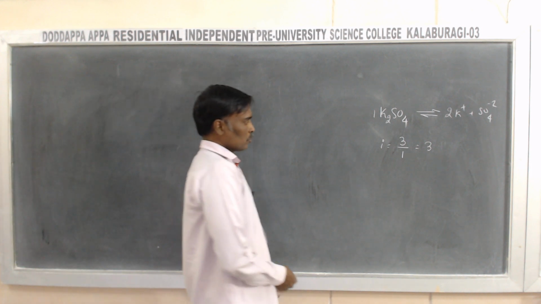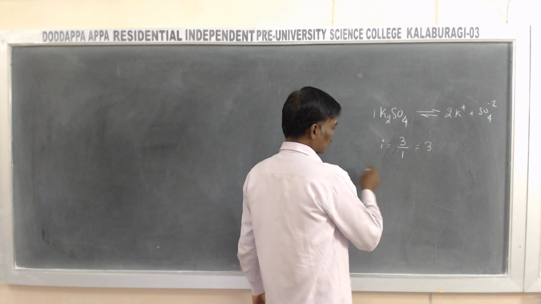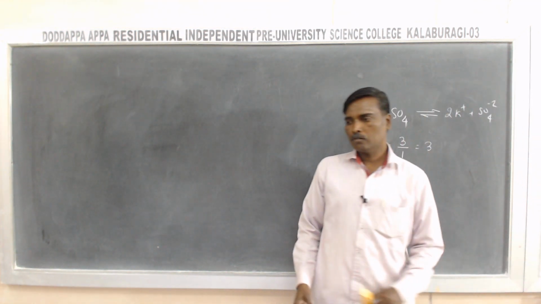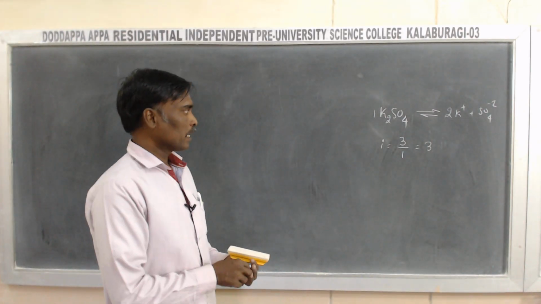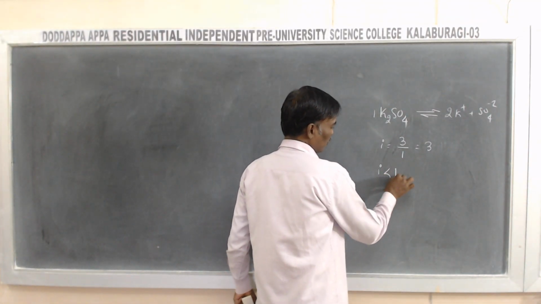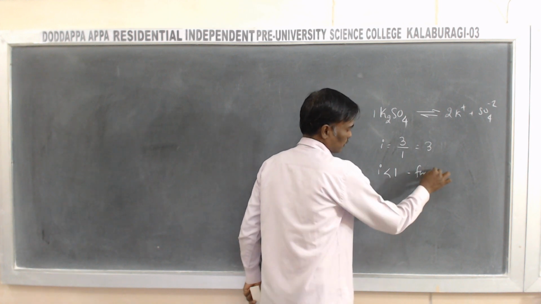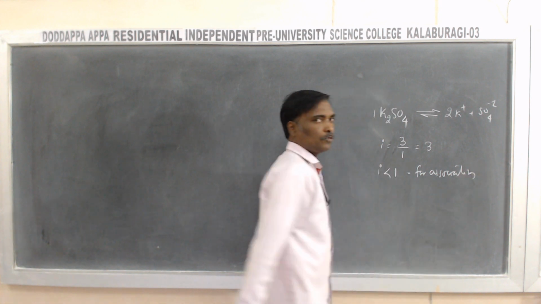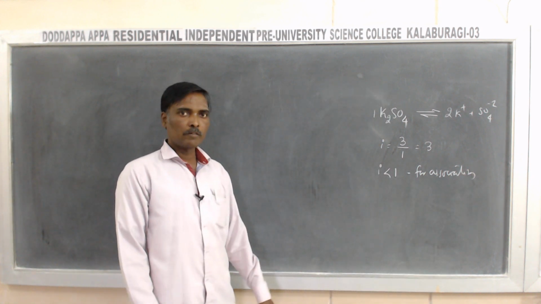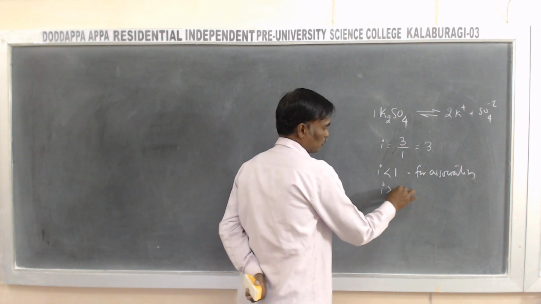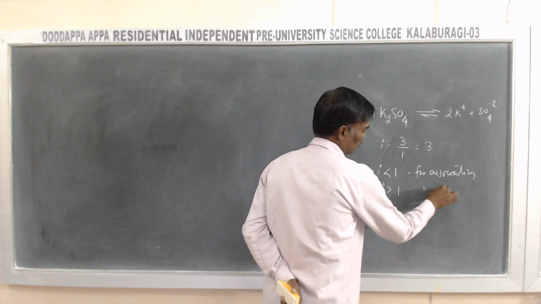Similarly, for some electrolytes which undergo association, which forms a dimer or trimer, the i value is less than 1 for association. The molecules which undergo association have an i value less than 1, and the i value is more than 1 for dissociation.